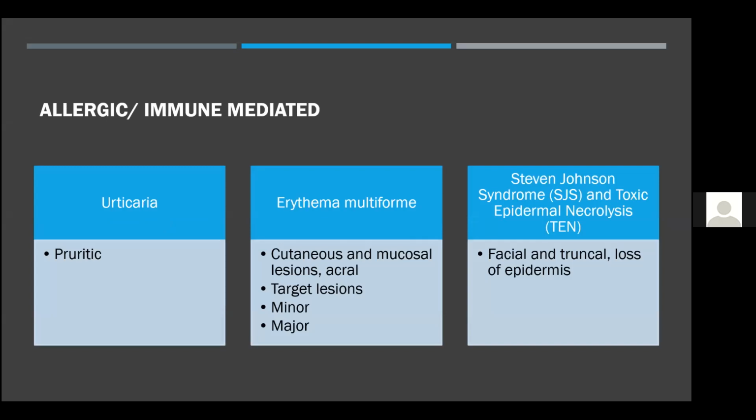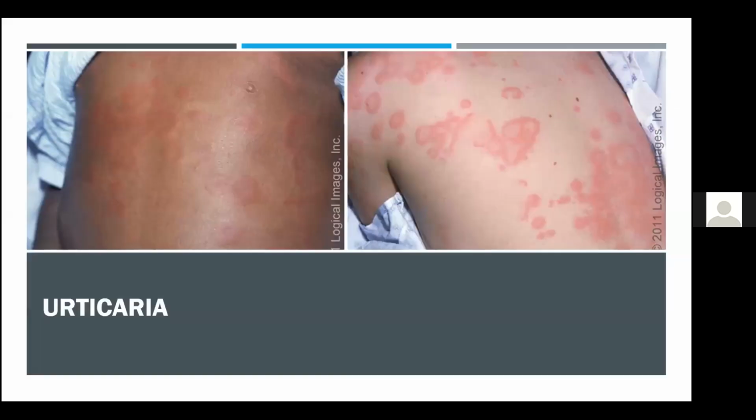Urticarial rashes are intensely pruritic. Erythema multiforme has the classical target lesions, and they're often cutaneous and mucosal. If there's mucosal involvement, it's called erythema multiforme major, and if there's no mucosal involvement, then it's minor. Stevens-Johnson syndrome and TEN often occur on the face and the trunk, and the rash develops into loss of the epidermis.